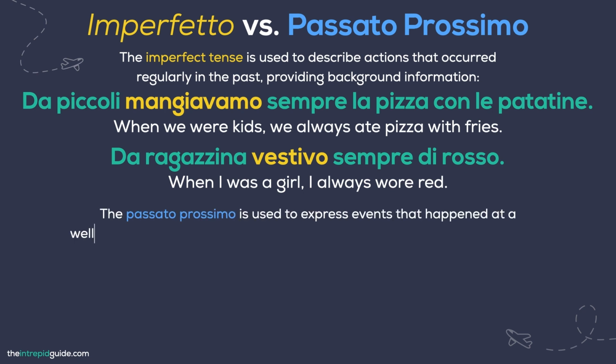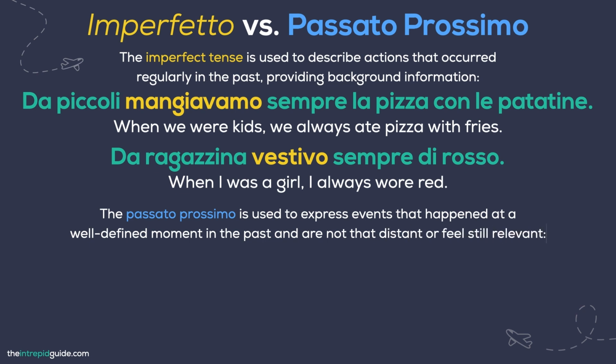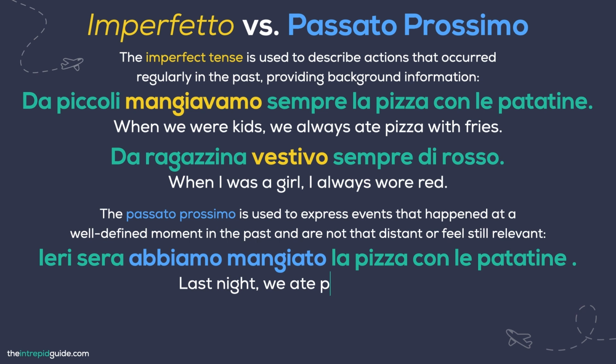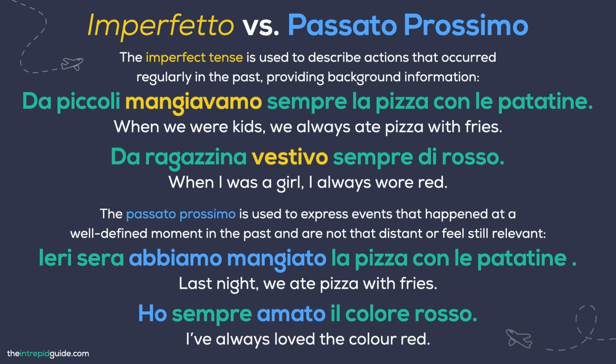The passato prossimo, on the other hand, is used to express events that happened at a well-defined moment in the past and are not that distant and still feel relevant. For example, Ieri sera abbiamo mangiato la pizza con le patatine. Last night we ate pizza with fries. Ho sempre amato il colore rosso. I've always loved the color red.